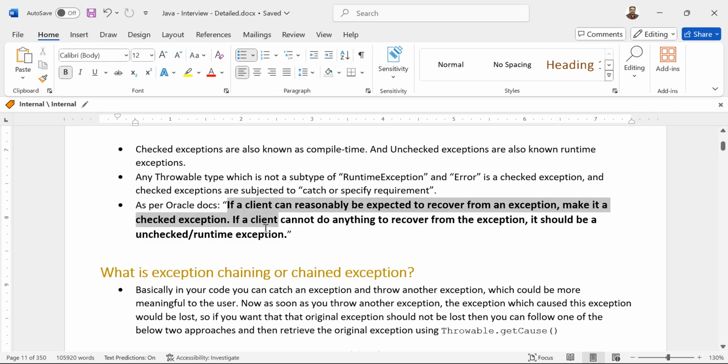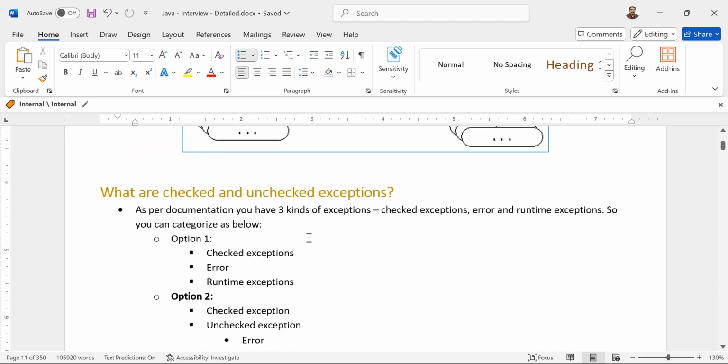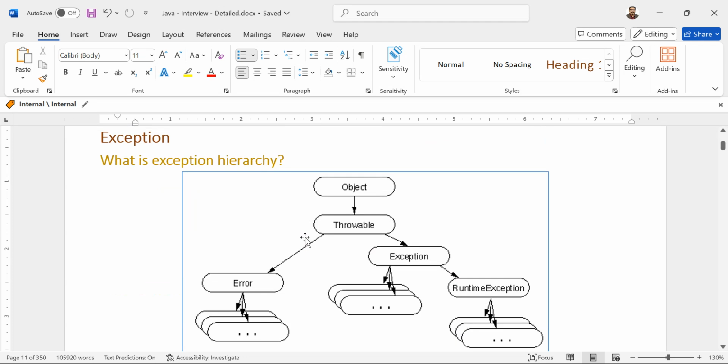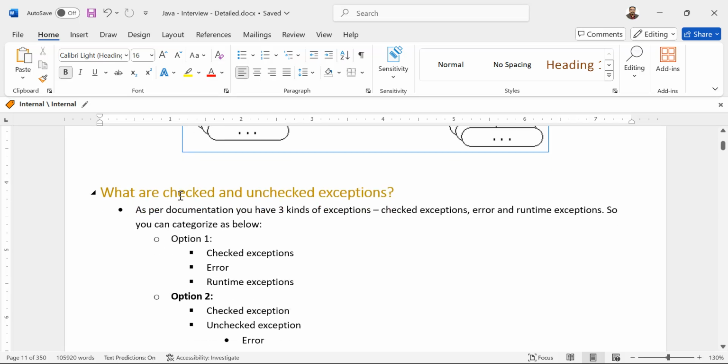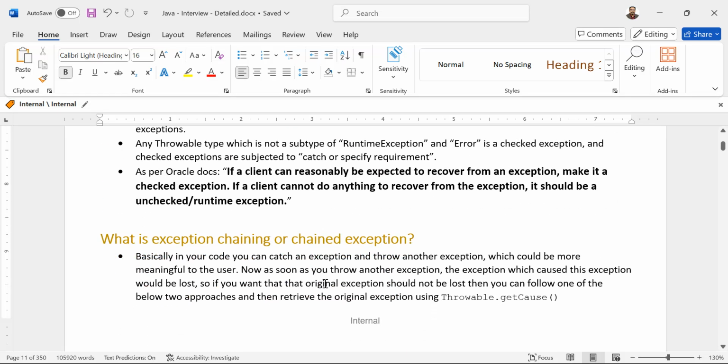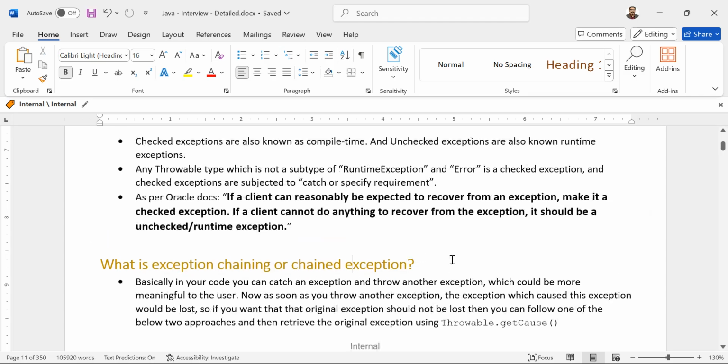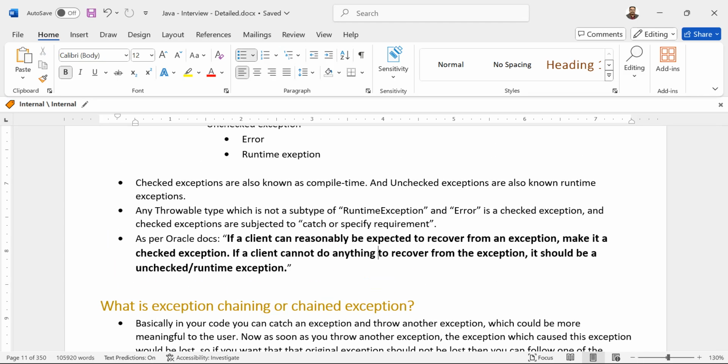So this is the guideline which Oracle gives on how you should classify an exception, whether it should be a checked exception or an unchecked exception. So these are the two most common questions asked in interviews. One is what is the exception hierarchy, and what are checked exceptions and unchecked exceptions. In the next video we will talk about what is exception chaining. But for now, this is it for this particular video.